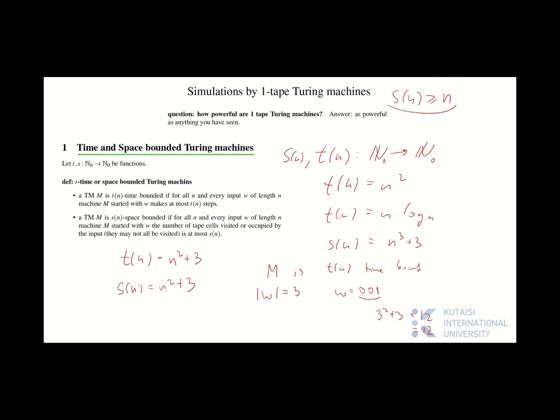However, a machine can also be space unbounded. If it goes right all the time, it has unbounded space also. It uses infinite space and you cannot bound it.